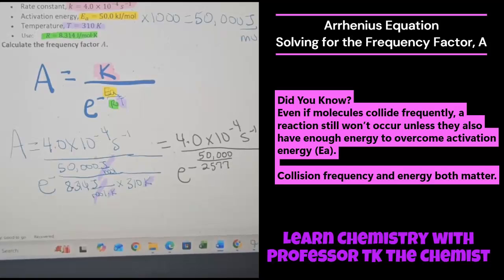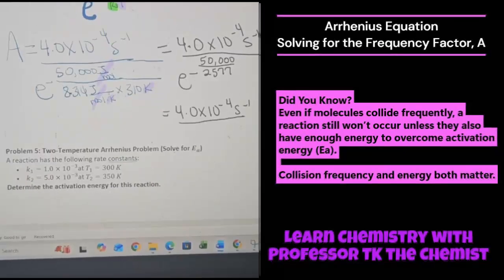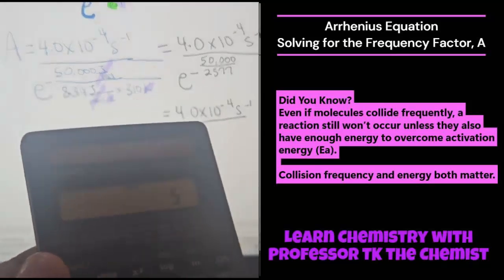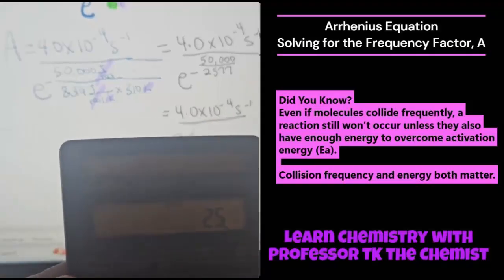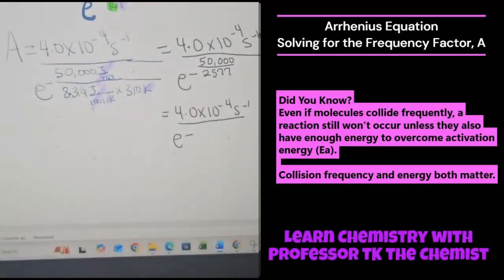We only need 4 of those numbers. Again, it seems redundant for me to write all of this out, but I promise you, you're able to go back to see what your mistakes were. Go ahead and divide 50,000 by 2577, and I get 19.4.